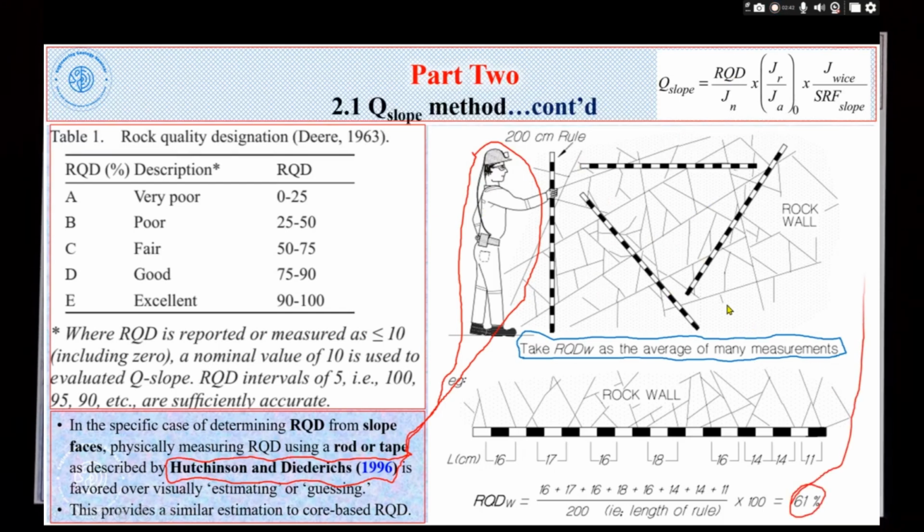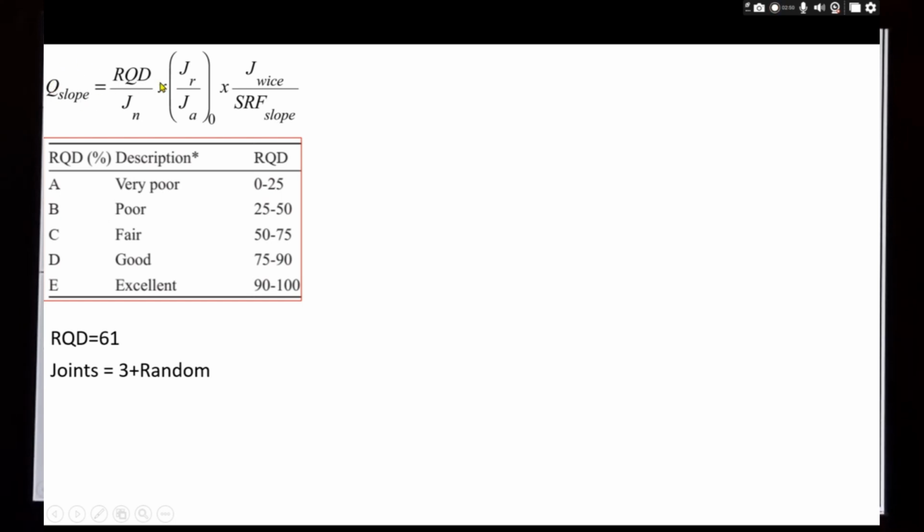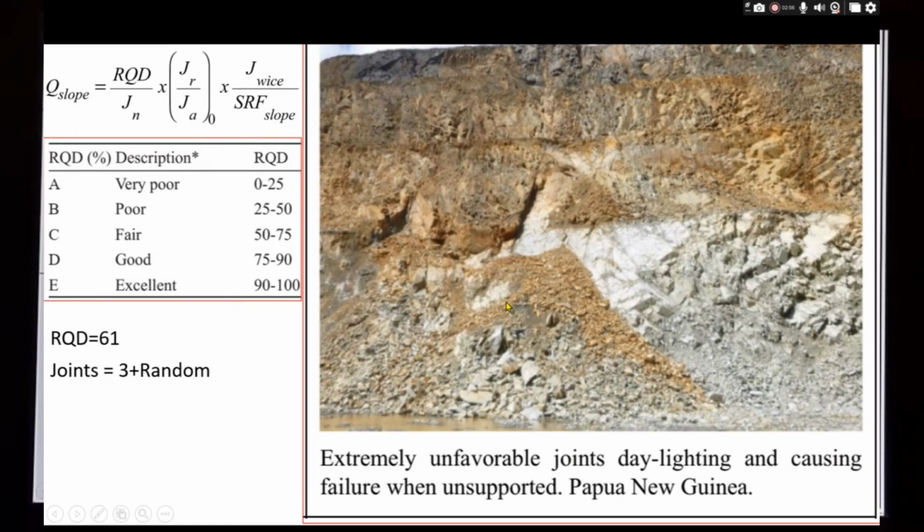The next parameter is joint set number. For joint set number determination, I have taken this picture from the authors of the Q slope method. I have selected this picture to help show you how to determine the joint set number, the JN. For example, assume this is the slope that we are dealing with. Then we want to determine the JN number.